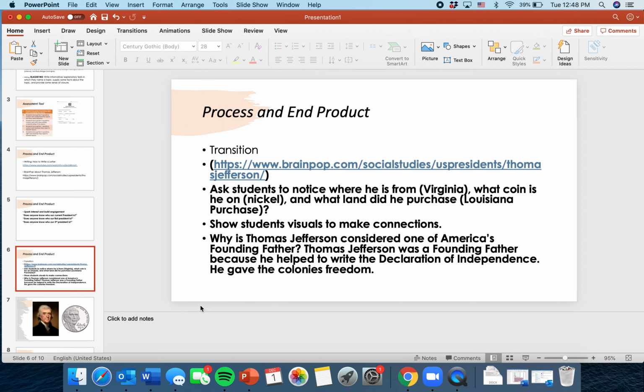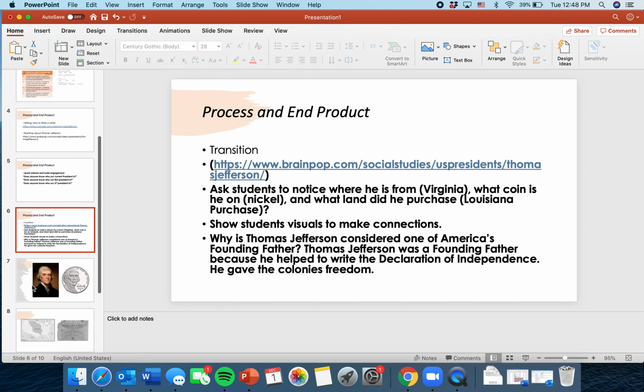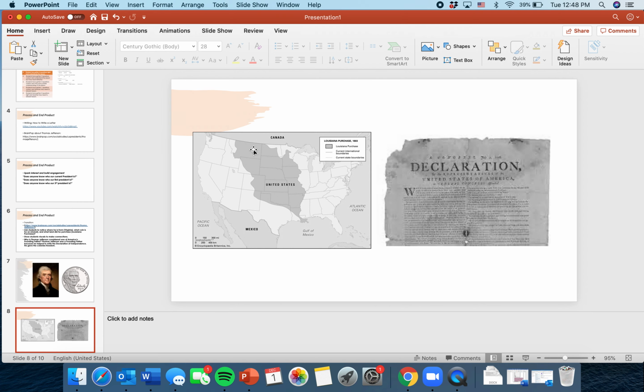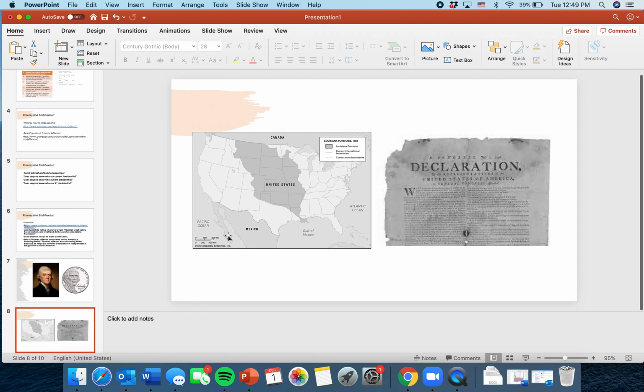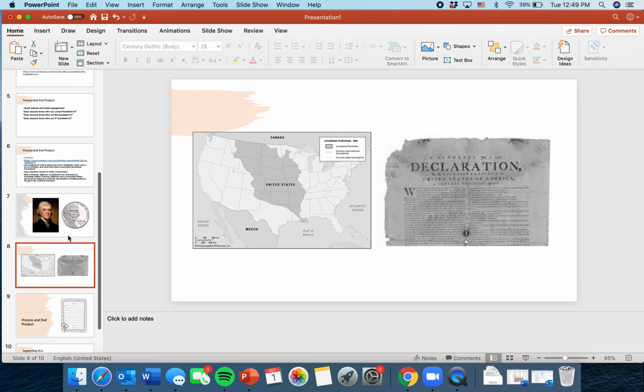And right here, I will also ask students, and we'll talk about Thomas Jefferson being one of the founding fathers, and he also helped create the Declaration of Independence, which gave the colonies freedom. So we'll focus on that. And then I'll also show pictures of the Louisiana Purchase and the Declaration of Independence, what it looks like. I can also show them a better picture with colors as well.